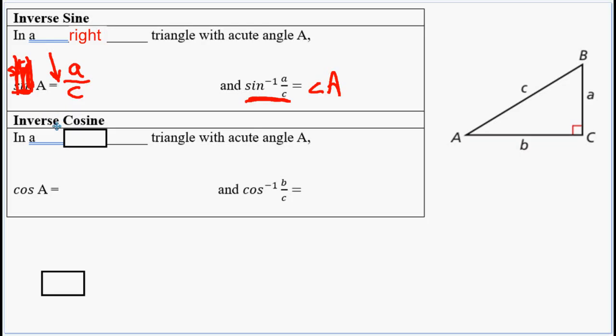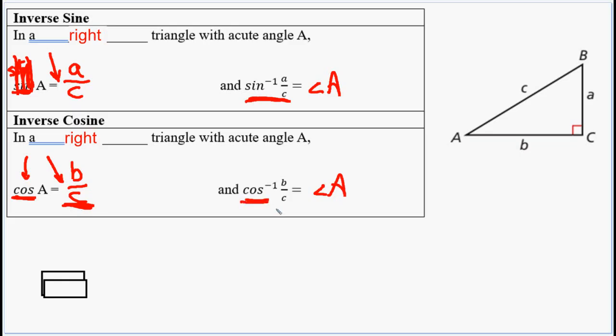And then in our next box, in a right triangle with acute angle A, cos is equal to adjacent over hypotenuse. That'll be B over C. So if I take the cos inverse of this side, the cos and cos inverse cancel. That will just leave angle A, and that will be equal to the cos inverse of this fraction, the cos inverse of B divided by C.